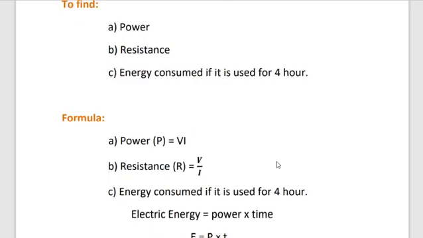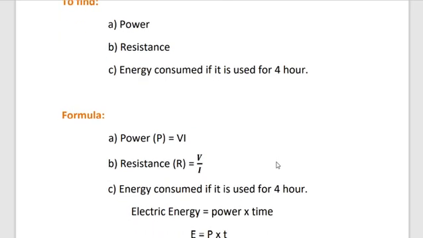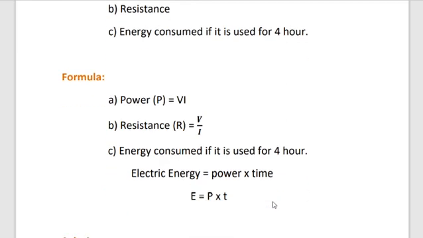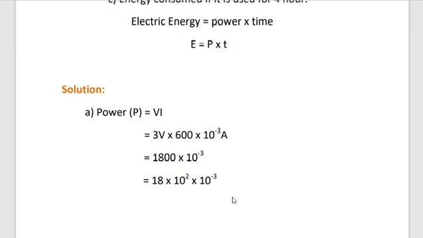So what is the formula? We know the electric power formula: P is equal to VI. Then second one, resistance. From Ohm's law, V equal to IR, so R equal to V by I. Then electric energy. Energy consumed if it is used for 4 hours, what is the formula? Electric energy equal to power into time, E equal to P into T.